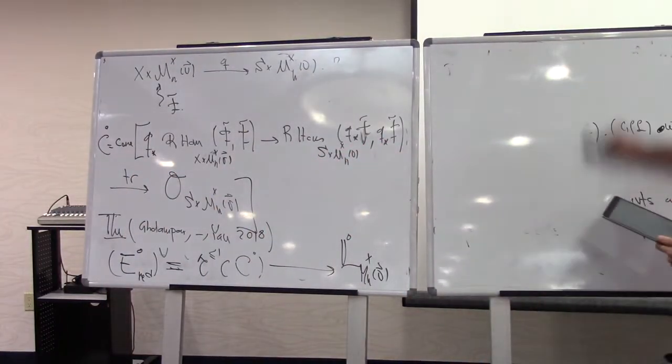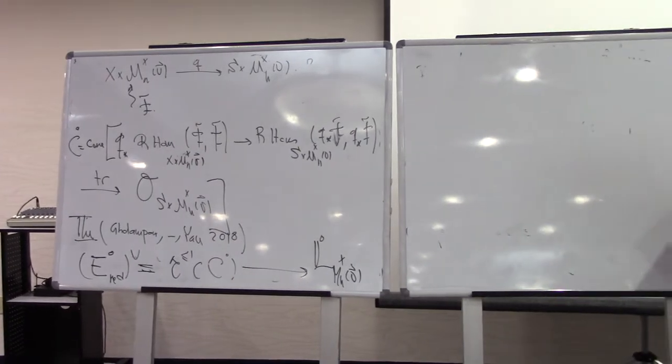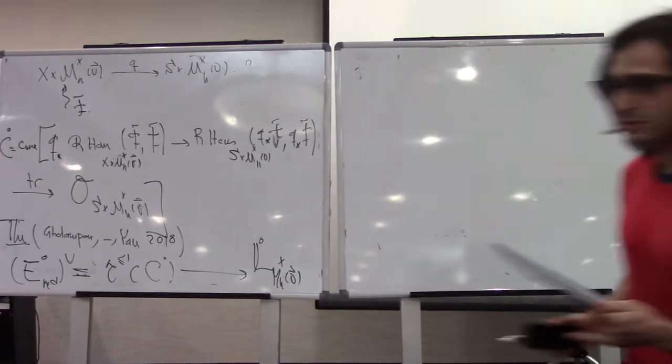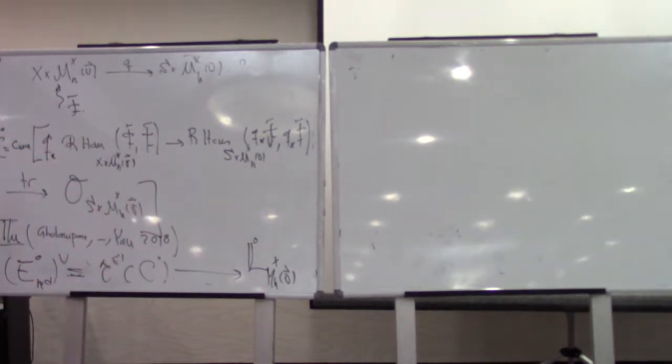So for the same space, you can define different invariants. It depends on the choice of the suitable obstruction theory.